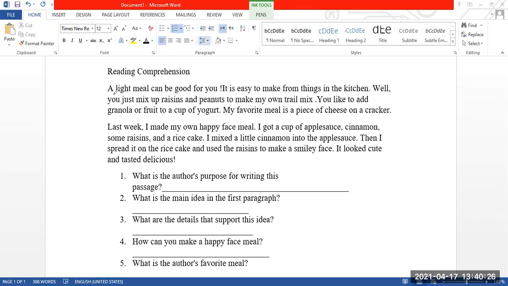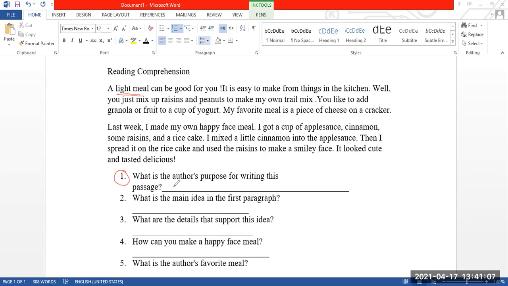Let's start reading. A light meal can be good for you. It's easy to make from things in the kitchen. Well, you just mix up raisins and peanuts to make my own trail mix. First, let's think of one thing. What's this one talking about? It's talking about a light meal. But if we go to the questions and see question number 1, what could be the author's purpose for writing this passage?